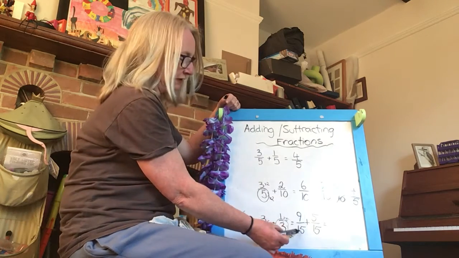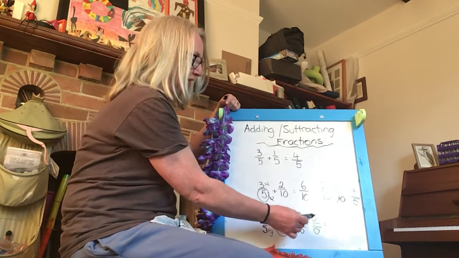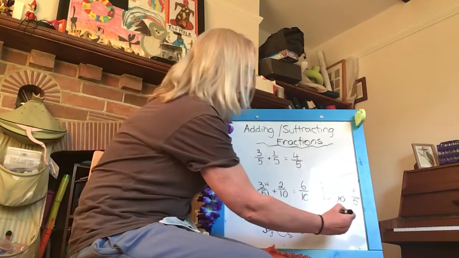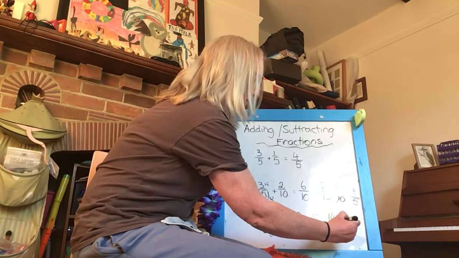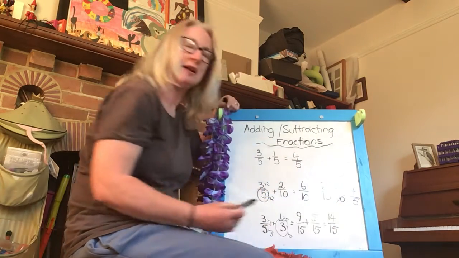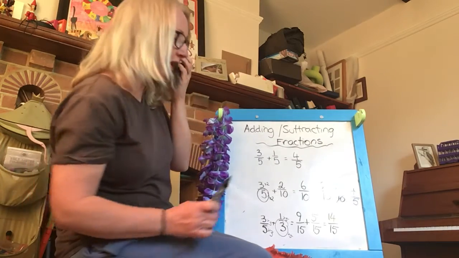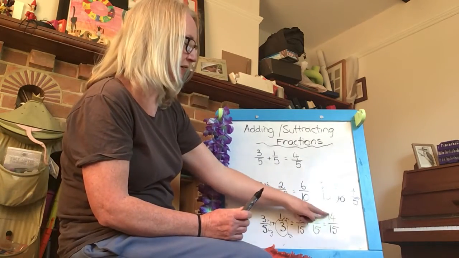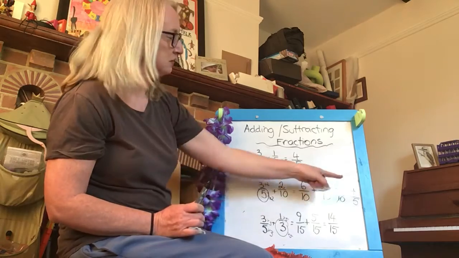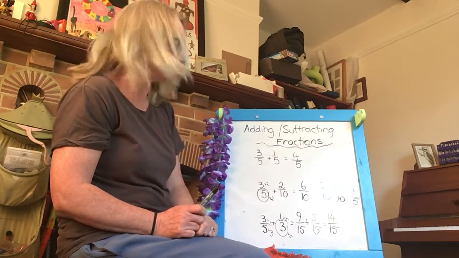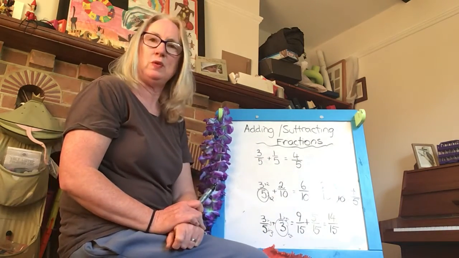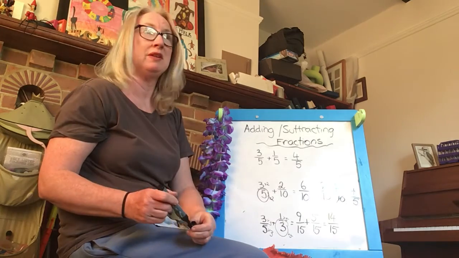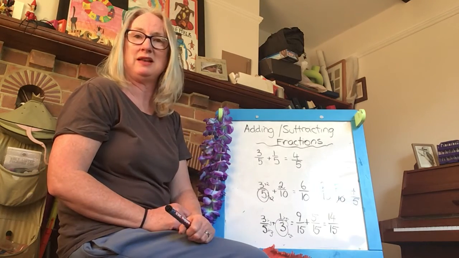Now 9 15ths, 9 pieces of fruit, plus 5 pieces of fruit will give us 14 pieces of fruit. They're the same thing. Now we always check at the end, are they in the same times table like our previous one? No, they're not in the same times table, and so we can just leave it as 14 15ths as we get there.